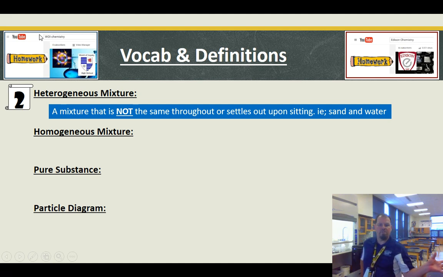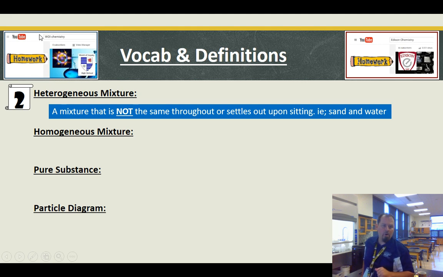But for this unit, we're going to use them to help us first understand the word, and then second, kind of foreshadow what's going to come. So a mixture, or a heterogeneous mixture, hetero means different. So a mixture that is not the same throughout or settles upon sitting. If you take sand and water and cap it, shake it up for just a second, that sand and the water is mixed evenly, but you set it down and eventually all the sand falls to the bottom. And I look in there, I see two different things: heterogeneous.